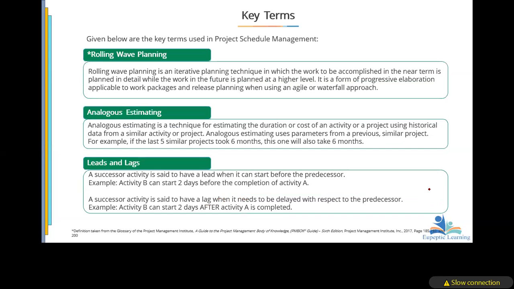Rolling wave planning, we've looked at it. We said that it's an iterative planning technique in which the work to be accomplished in the near term is planned in detail. So what should be done in the near term is what we want to focus our attention on. The subsequent ones, we just do at a high level. Rolling wave planning is also known as what? It's a form of progressive elaboration.